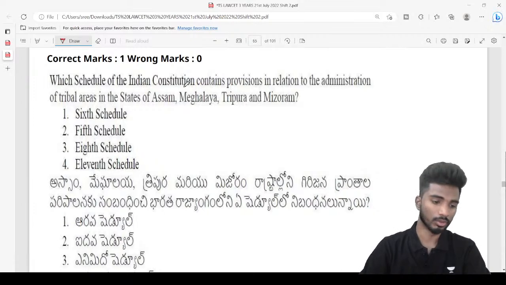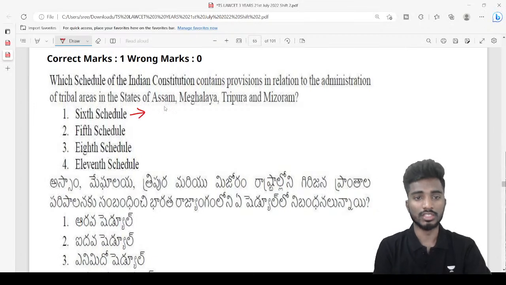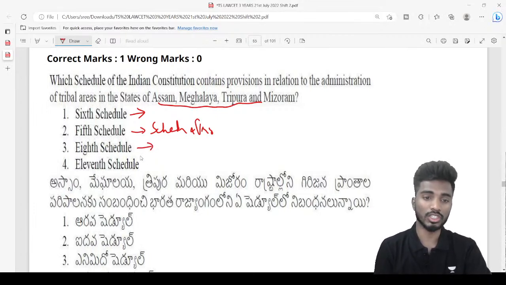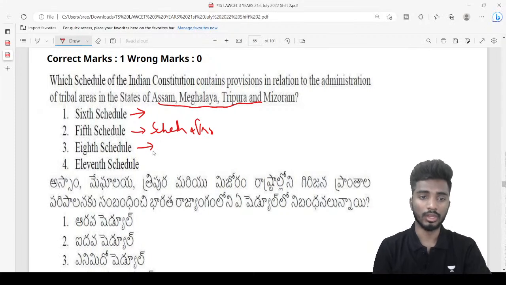Right, very good. So the answer is the 6th schedule. The 6th schedule is very specific to the states of Assam, Meghalaya, Tripura and Mizoram. The 5th schedule talks about scheduled areas and tribes, like everywhere, whereas the 6th schedule talks specifically about Assam, Meghalaya, Tripura and Mizoram. What does the 8th schedule talk about? The 8th schedule talks about official languages that are recognized by the government.